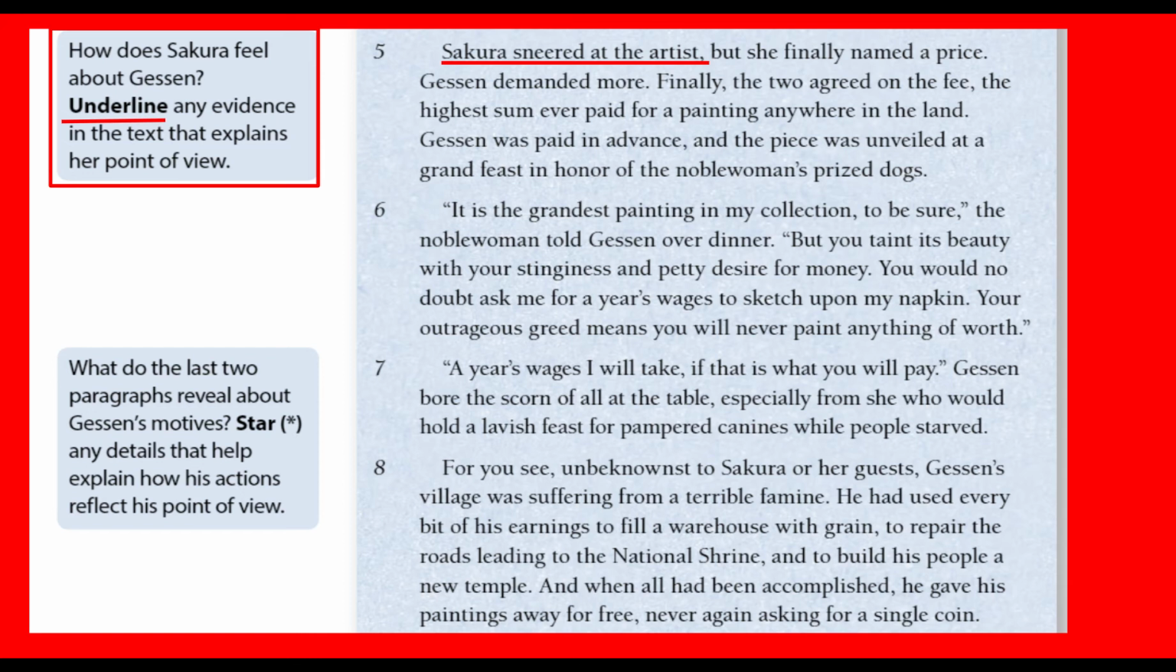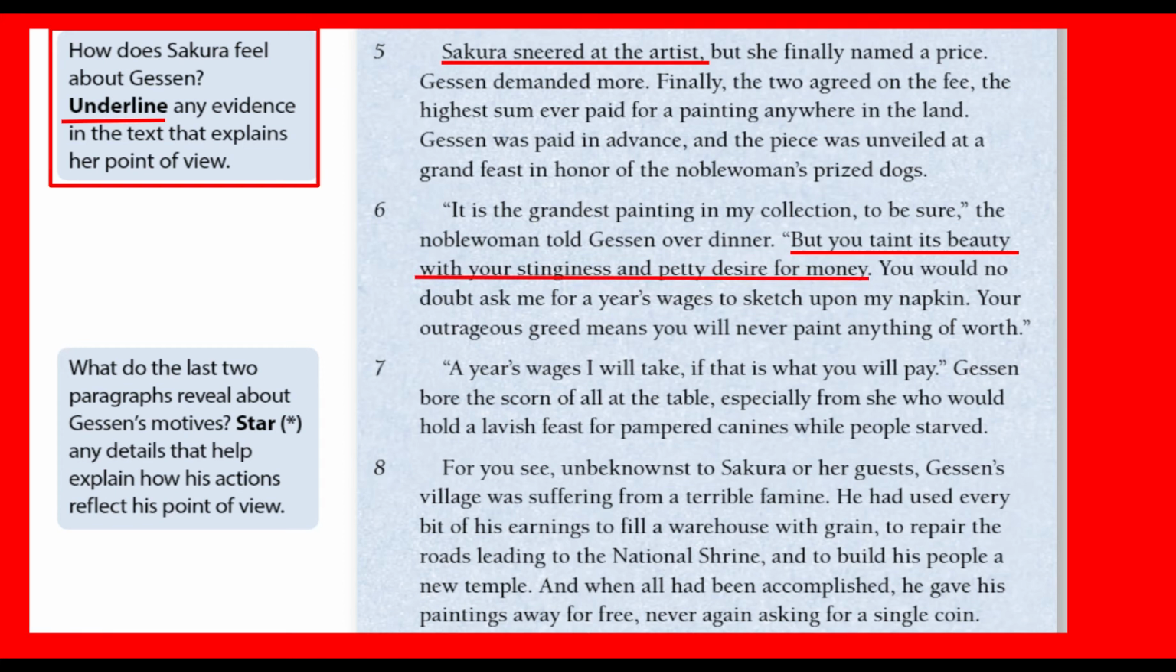So she doesn't want to name a price, he wants her to, so she sneers at him, but she finally gives in, right? So if she's sneering at him, that probably tells us maybe she doesn't like him that much. So let's go ahead and move on to our next piece of evidence in paragraph number 6.